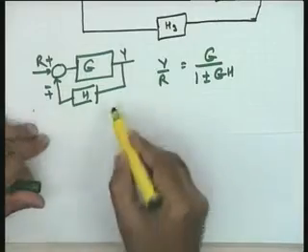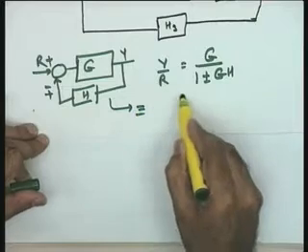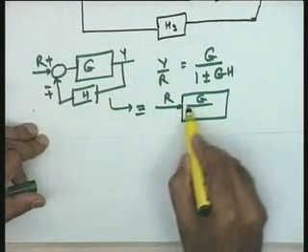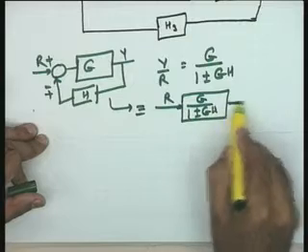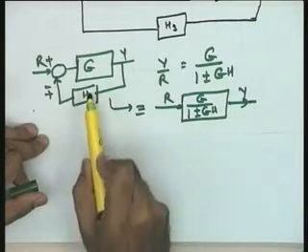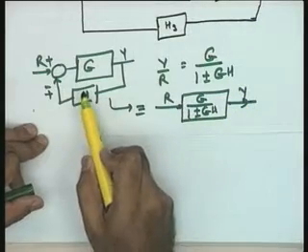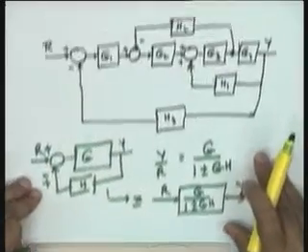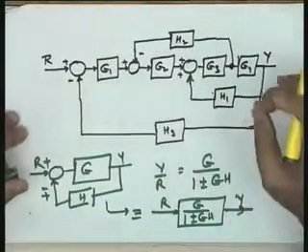Let me draw it. This diagram now becomes equivalent to a single block with input R, transfer function G over 1 plus minus G H, and the output Y. So, this is the reduction. A basic feedback loop has been reduced to a single block. The procedure is simple, you see; it is just an intuitive feel as to what type of manipulation should be done, so that a basic feedback loop results.